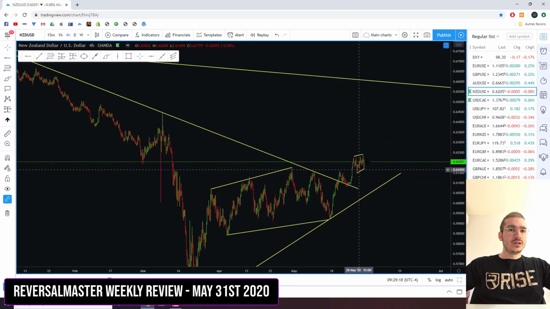If not, if we don't get this kind of breakout here, well, I will just skip the trade, of course, because we might just be making a bigger correction and come back down after that. So it's not really interesting. So I'll wait to see if we get a breakout here.